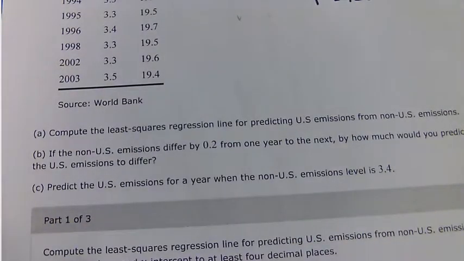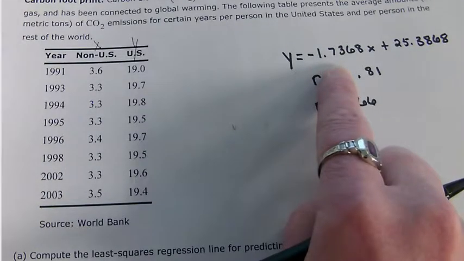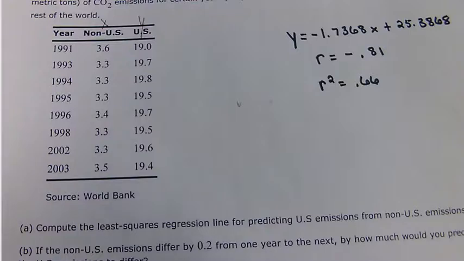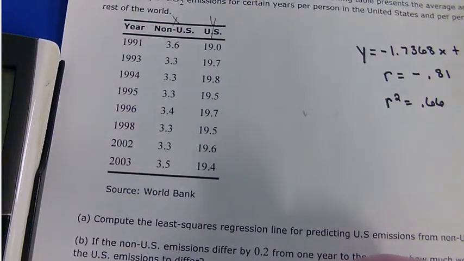So that is dealing with the slope. So this slope is changing by ones. So if we changed by 0.2, how much would you expect the US emissions to differ? So it'd be 0.2 times that slope. You'd expect it to, so 0.2 times that slope, that would be how much it differs. It's going down by negative 0.347.